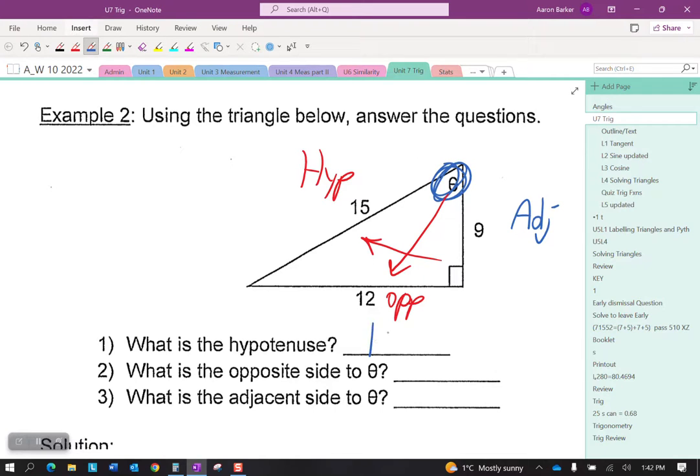And so now 15 is the hypotenuse. The opposite is 12. The adjacent is 9. So those two switch spots when you switch your HOA. That's important to recognize. Very important to recognize. Questions, comments, or concerns?